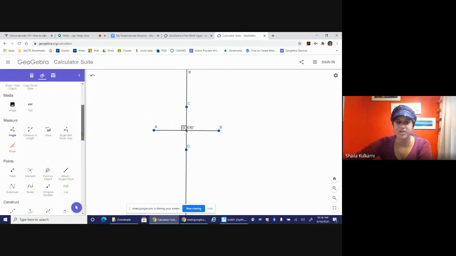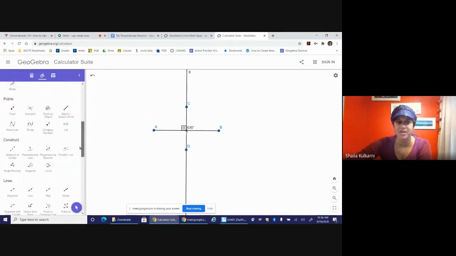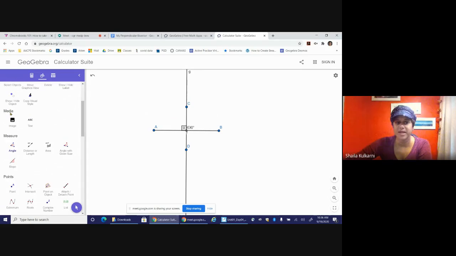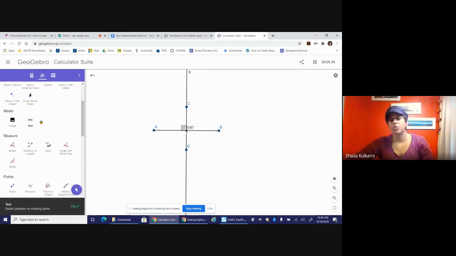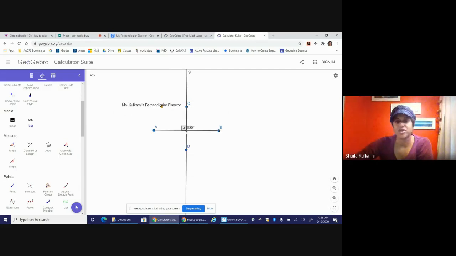The first thing we're going to do is go over here down, oopsie daisy, I went past it. We're going to go where it says media, and I'm going to hit text. And what you're going to do is write over here Miss Kulkarni's, you're going to write your name. So write your name, perpendicular bisector. If you want to abbreviate that, you can write perp bis. But you're going to write your name and then perpendicular bisector and put that next to your perpendicular bisector. And then you're going to take a screenshot.